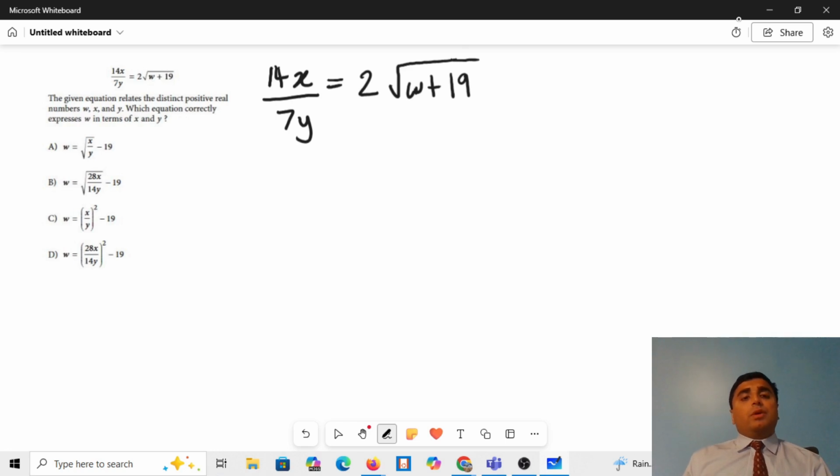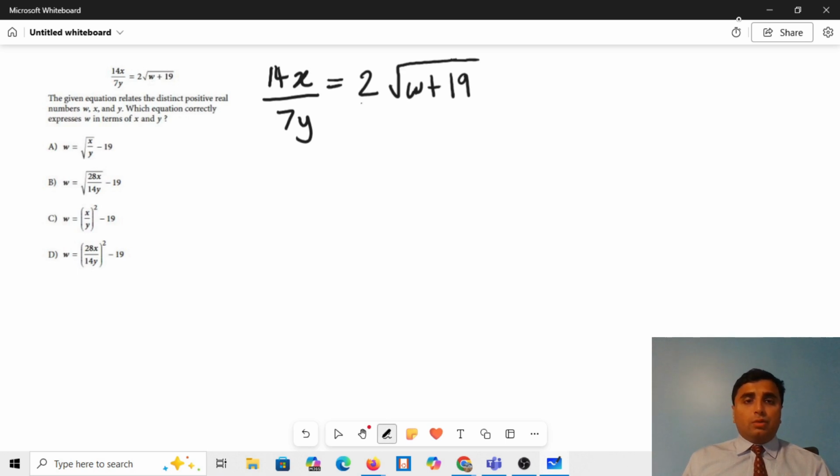So what we're going to do is divide both sides by this number 2, and then we're going to square this expression, the square root of w plus 19, so that we'll end up with w plus 19. Then we're going to subtract 19 from both sides, so that we'll have the value of w in terms of these two variables, x and y. So first step, let us divide both sides by 2.